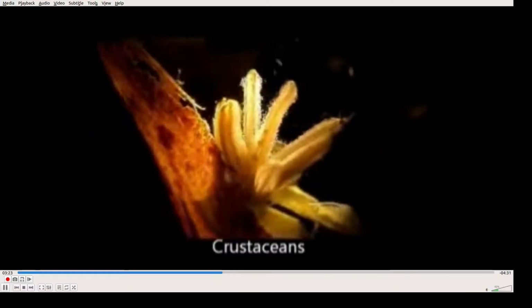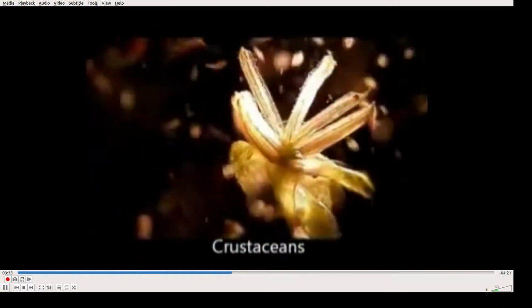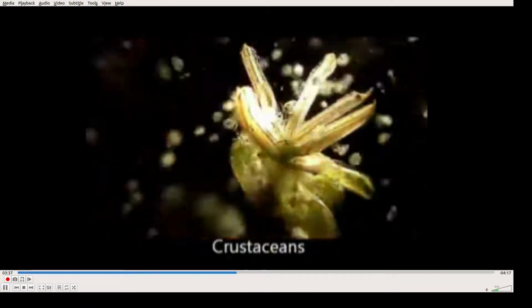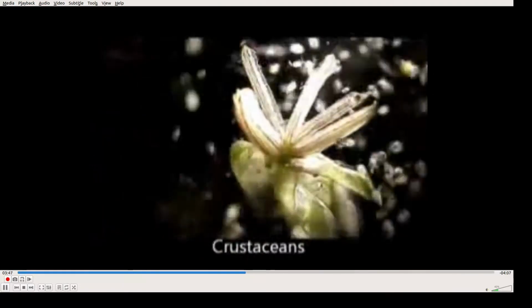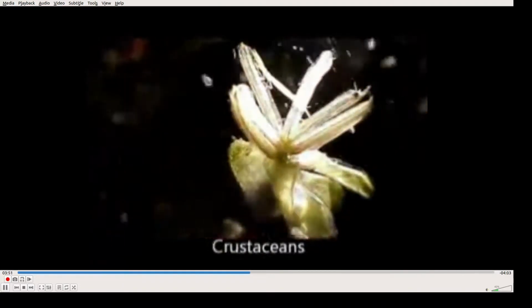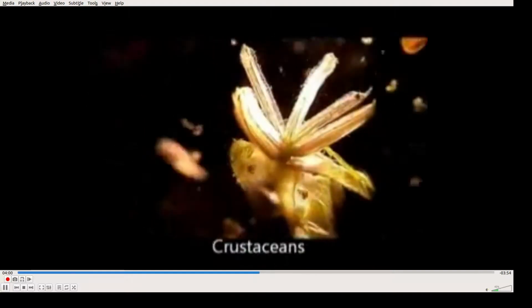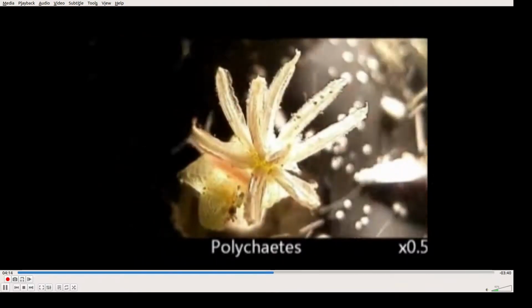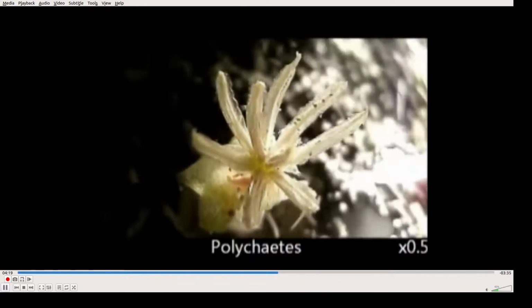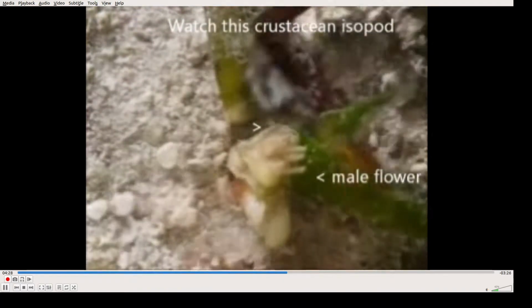So terrestrial plants produce sweet nectar that attracts insects. And in these seagrasses, the mucilage itself around the pollen grains can attract crustaceans. We've got several different species of crustaceans here. Looks like some amphipods, some skeleton shrimp. Isopod.